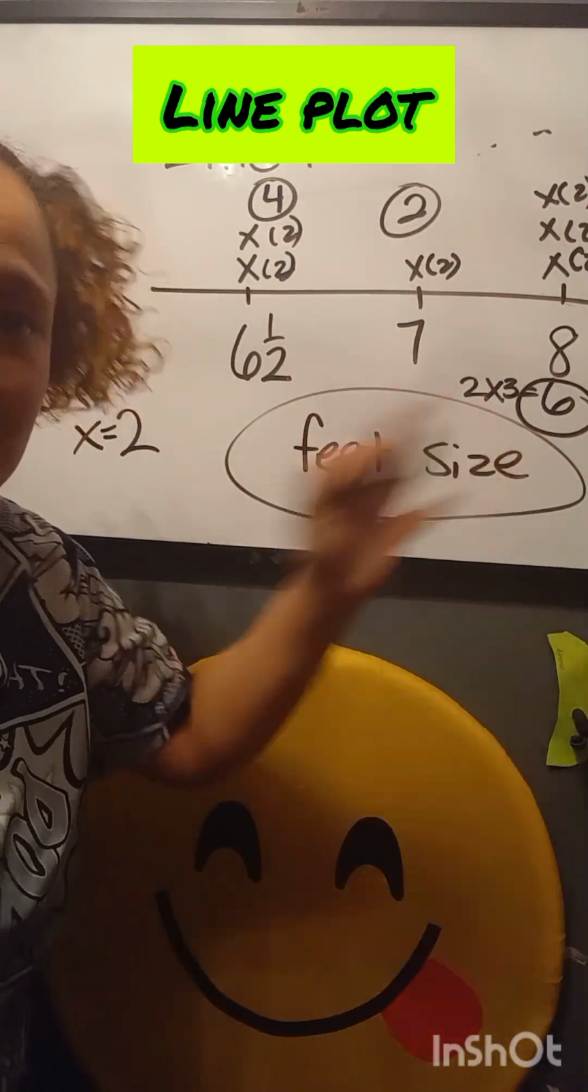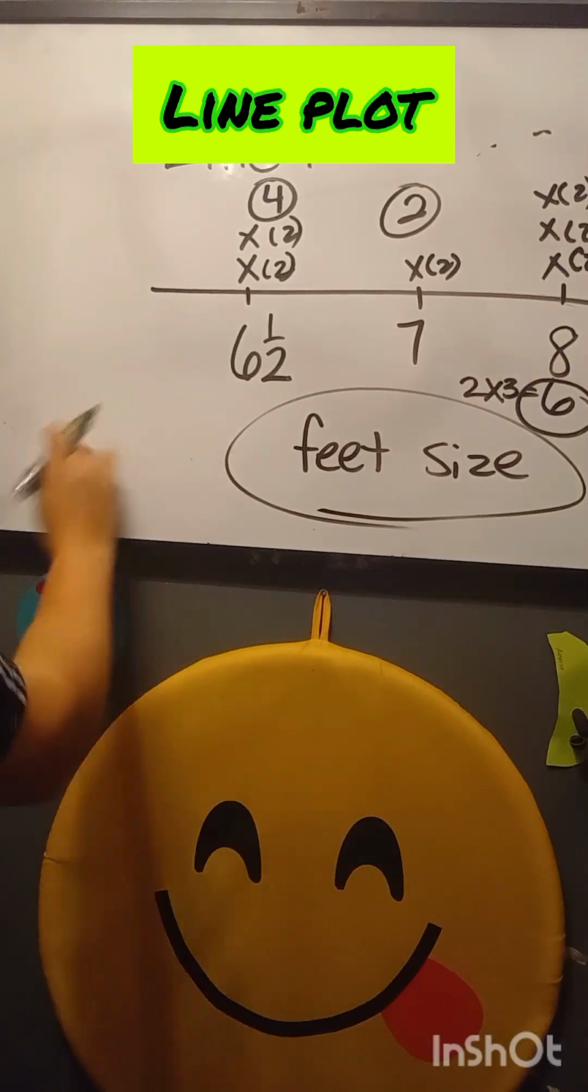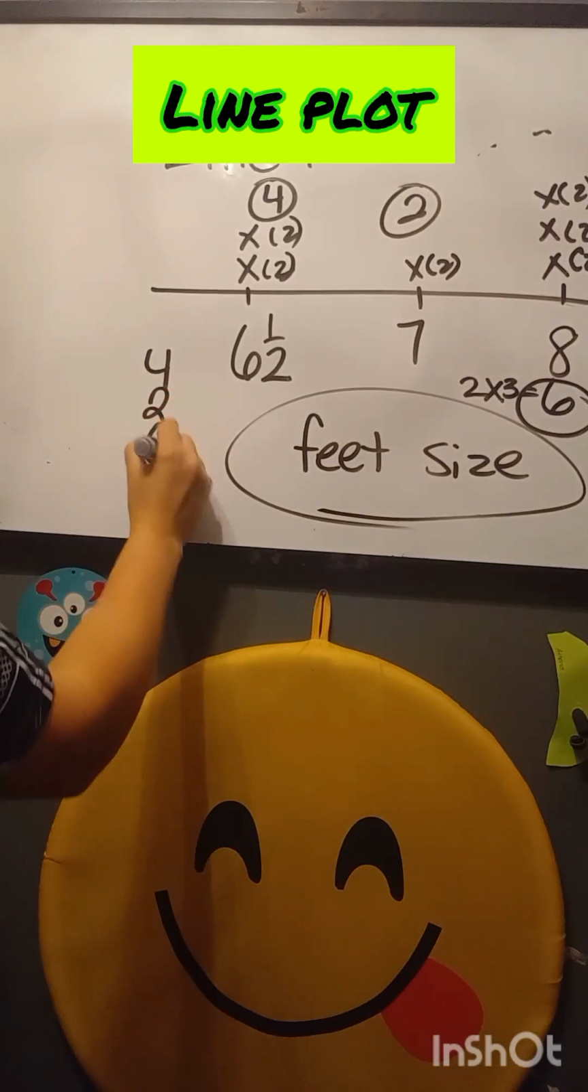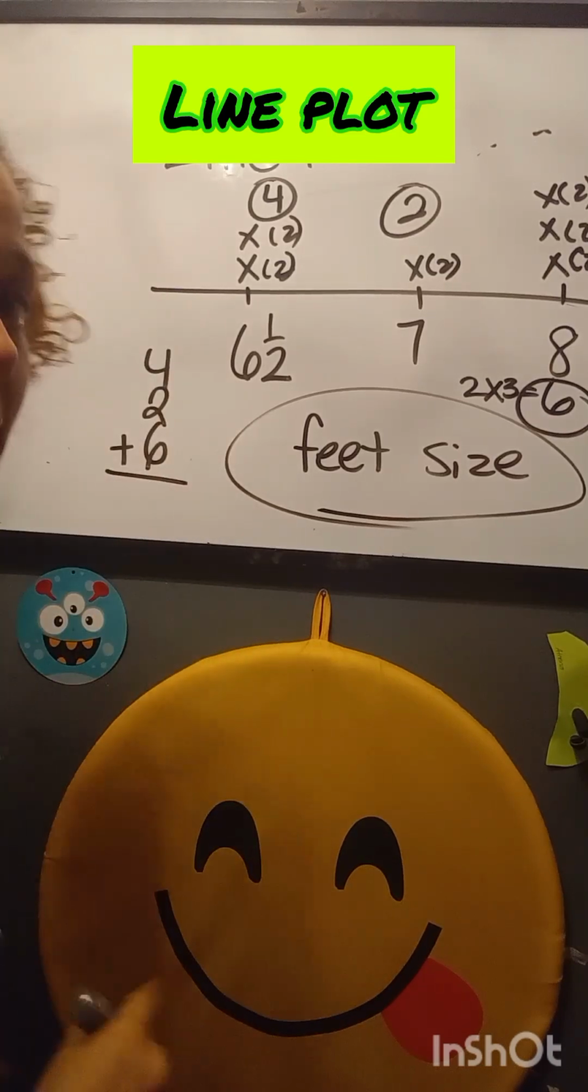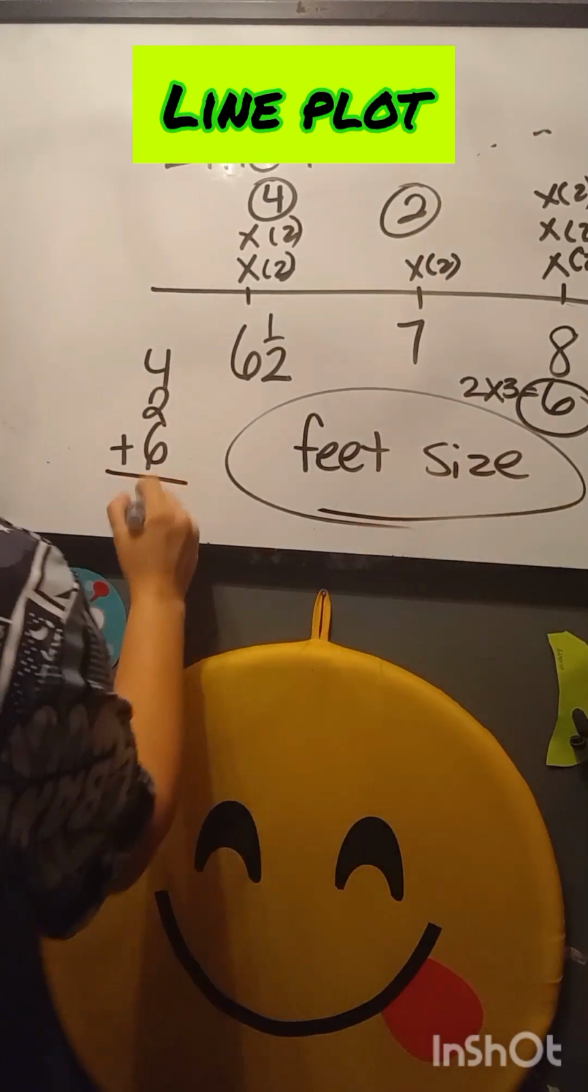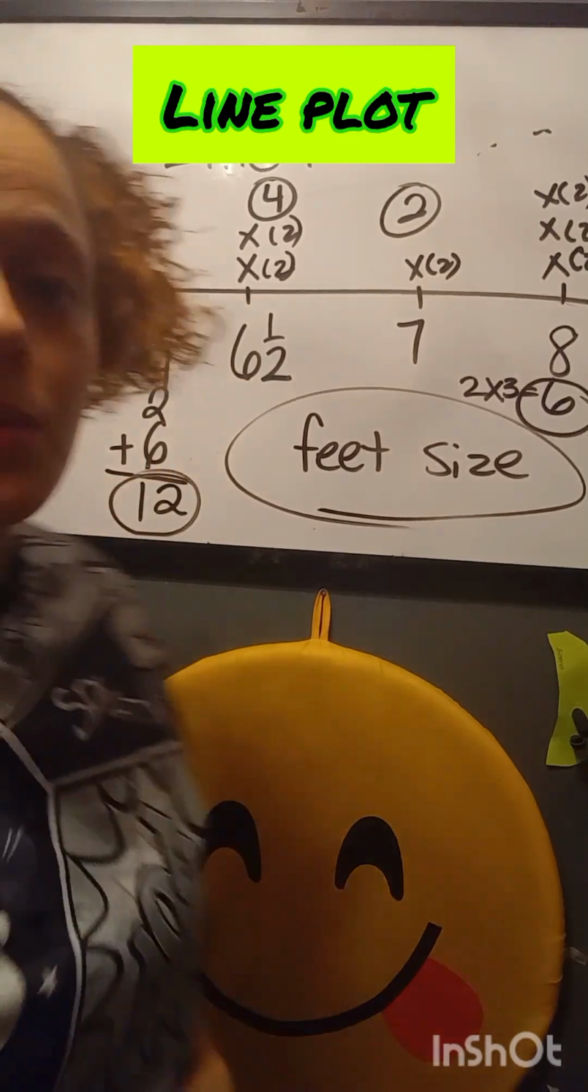So for this example, all we would have to do is add 4 plus 2 plus 6. We'll do 6, 7, 8. 8 and 4 is 8, 9, 10, 11, 12. So that means that the answer would be 12.